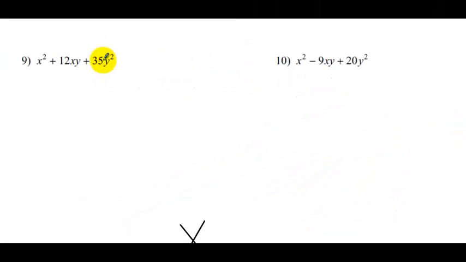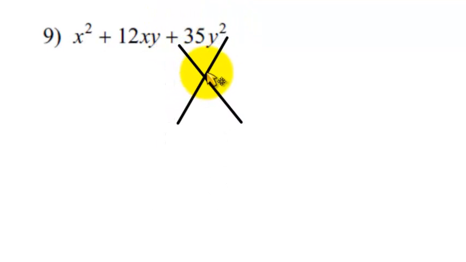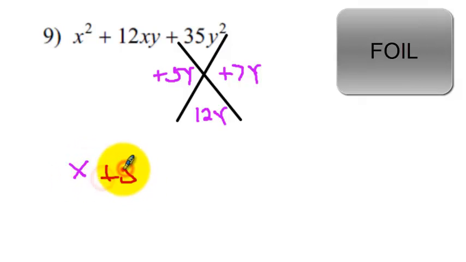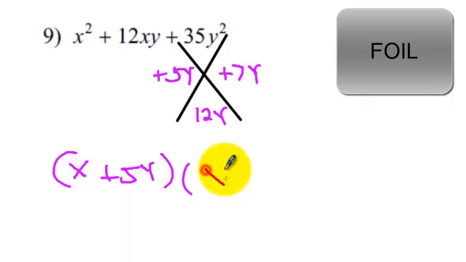Alright, example number 9. C is positive. Since C is positive, the signs of the factors that we have to consider should be the same sign as our middle term. Now, since this one is positive, the signs of the factors of 35y squared should be both positive. Alright, let's try 5y and 7y. So 5y times 7y is 35y squared, and the sum is equal to 12y. So this is the combination that we need. We'll have x plus 5y and then x plus 7y.